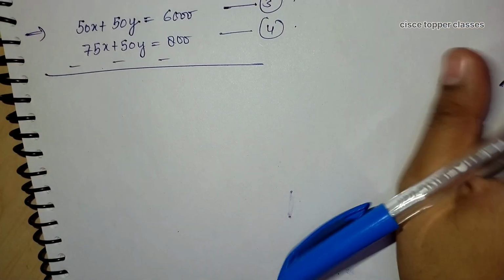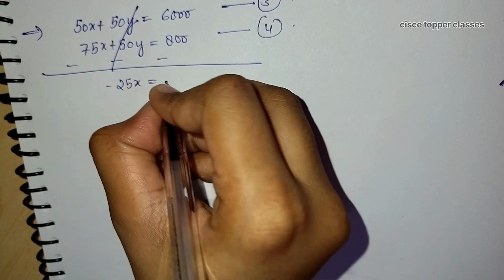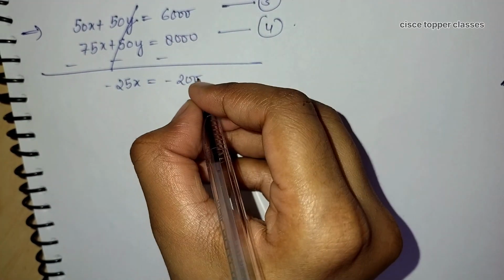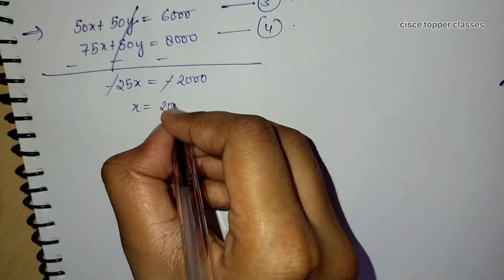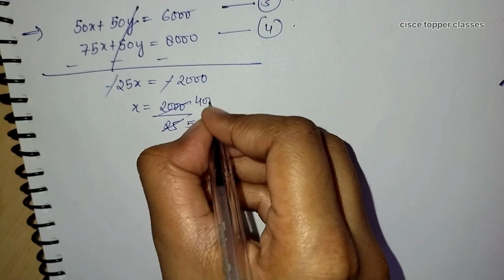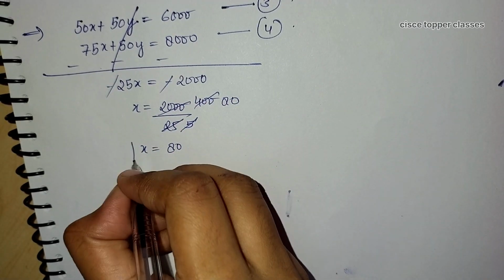On solving this part, this will be cancelled out, and here we will get minus 25x equal to minus 2000. Sorry, it is here 8,000. So this minus minus will be cancelled out, and x is equal to 2000 divided by 25 as 5, 400. Here it is 80. So x is equal to 80 here.